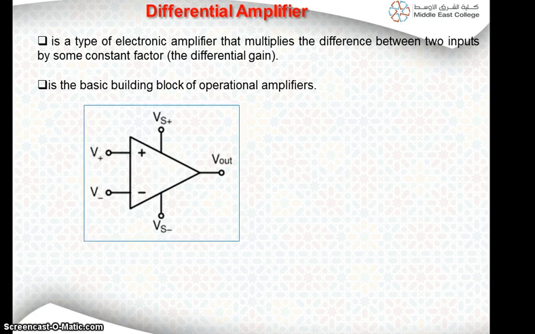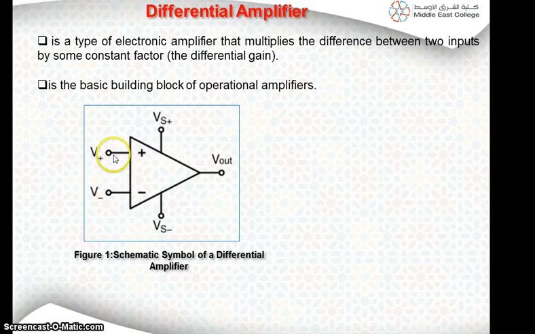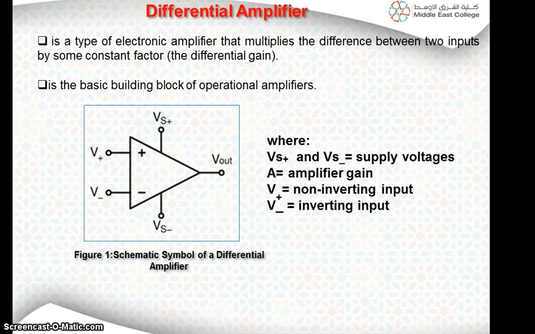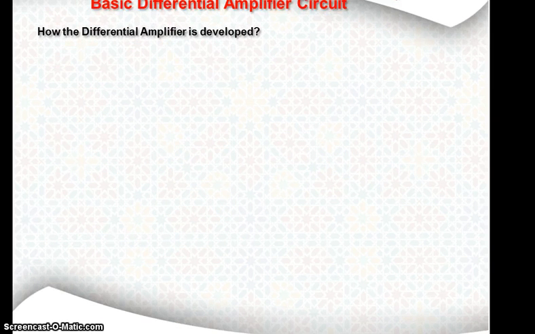Here is the schematic symbol of a differential amplifier. As you know, it has two inputs, 1 and 2. One is inverting and the other one is non-inverting input, and it has one output and two supply voltages, plus Vs and minus Vs. Both are of the same magnitude but opposite in direction. One is plus and the other one is minus. Now we will see how a differential amplifier is developed.